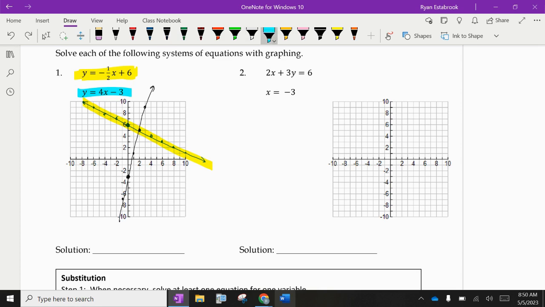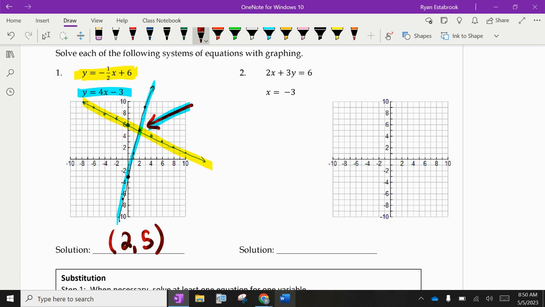Here's the second one. I'll highlight it in blue. So do they cross? Do they intersect at one point? Looks like we've got a point right there. That point would be 2, 5. So 2, 5 is our intersection.